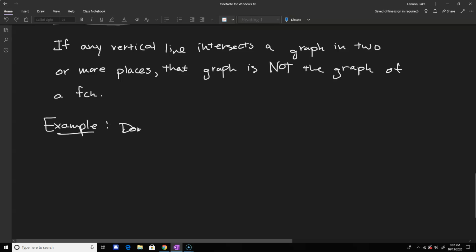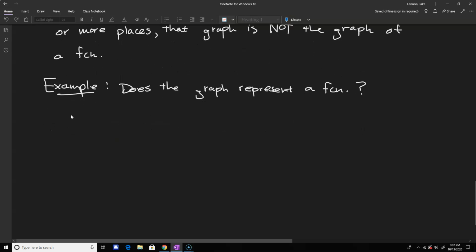does the graph represent a function? So let's just draw a bunch of pictures and see whether or not they represent functions or not. Okay, so we already looked at lines, a bunch of those. Yes, that is a function. No vertical line is hitting it anywhere in 2 places.